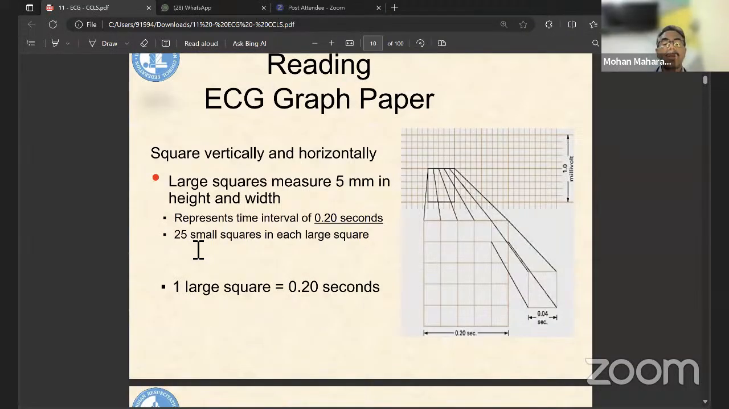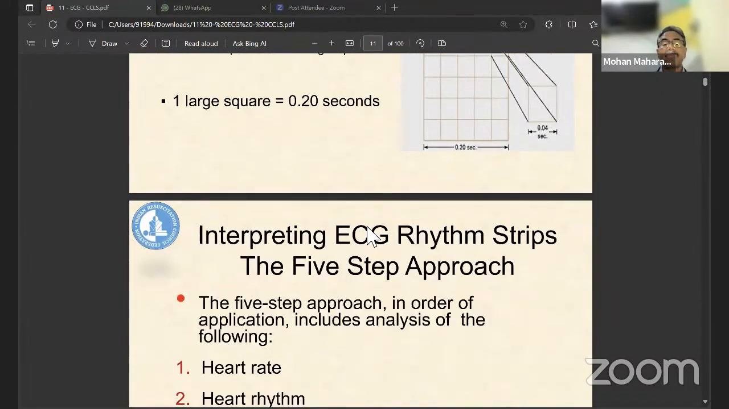So 25 small squares in each large square, 25 small squares in each large square. You have a large square, and together there are 25, whether you are looking at the amplitude or the time. The large square is 0.2 seconds, as I mentioned here.